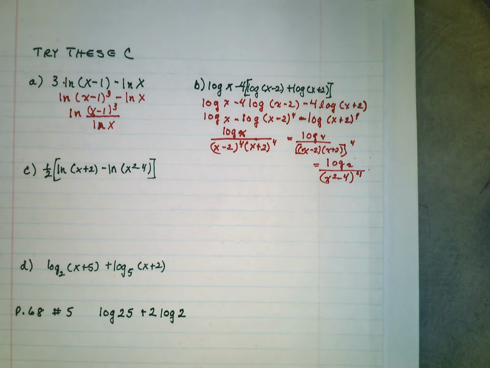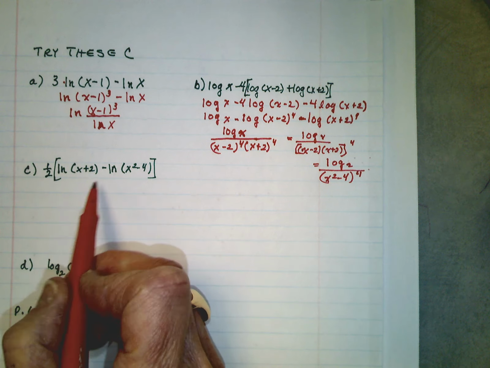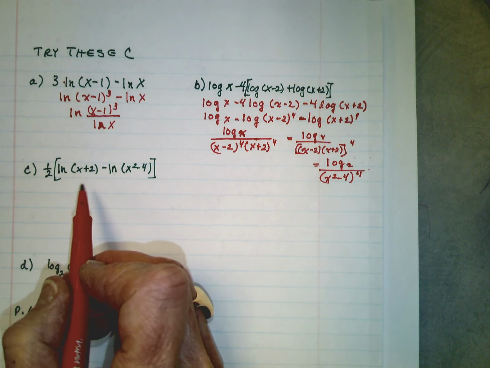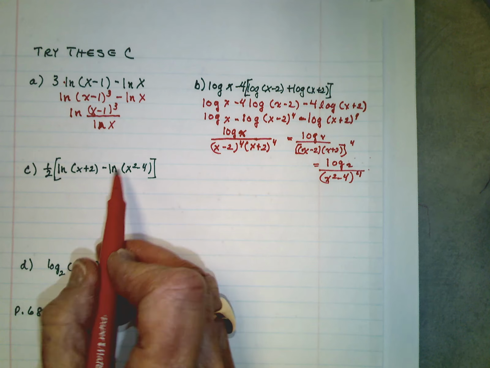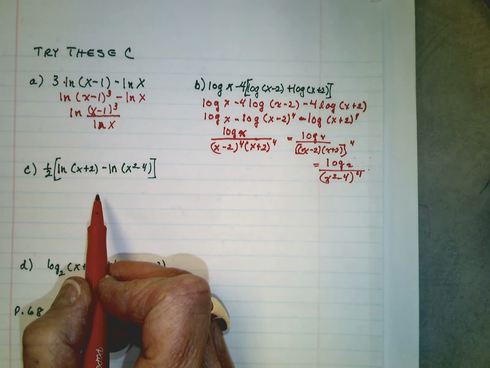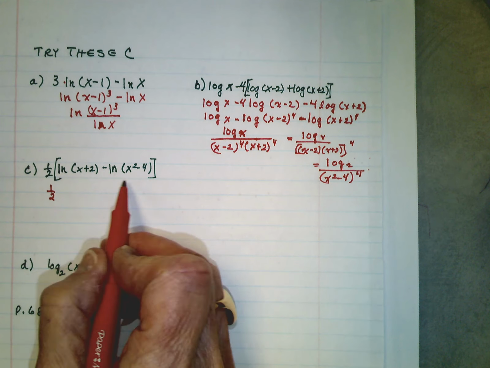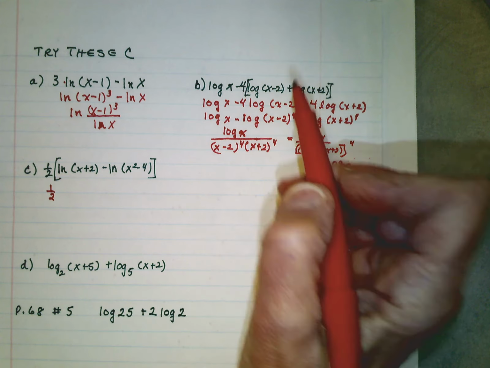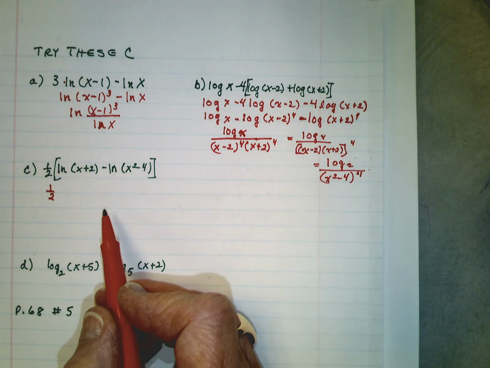So maybe we could do that to this one. Maybe not. We could distribute it, but I think this one's going to be shorter if we do what's inside the brackets first. Leave the 1/2 sitting there. Take care of what's inside the brackets, which we could have done in the last one. We could have taken care of what was inside the brackets first.